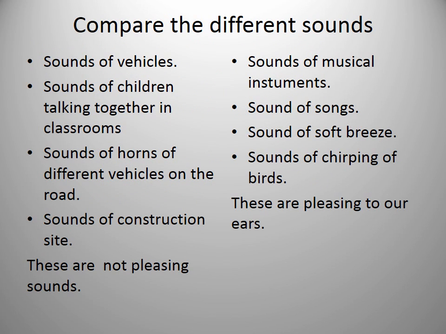Comparison of different sounds. Let us compare different types of sounds. First, sounds of vehicles, sounds of children talking together in classrooms, sounds of horns of different vehicles on the road, sounds of construction site. These sounds are not at all pleasant, or these are not pleasing sounds. Whereas sounds of musical instruments, sounds of songs, then sounds of soft breeze, sounds of chirping of birds, these are all very pleasing to our ears.